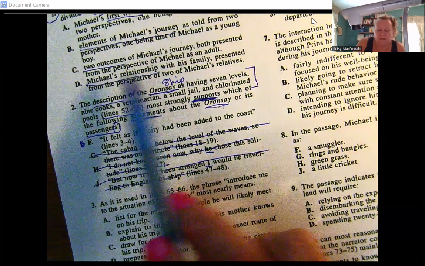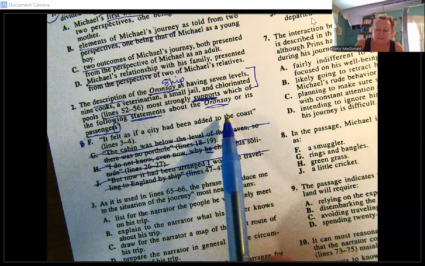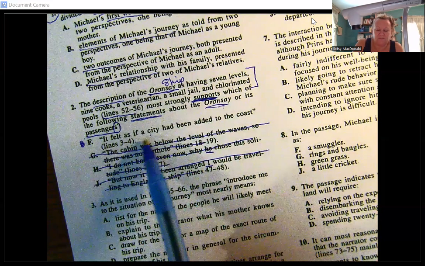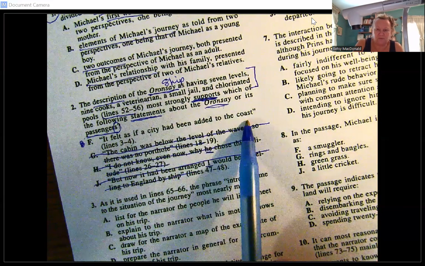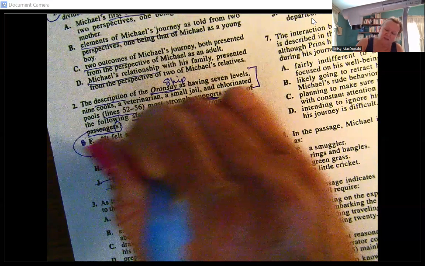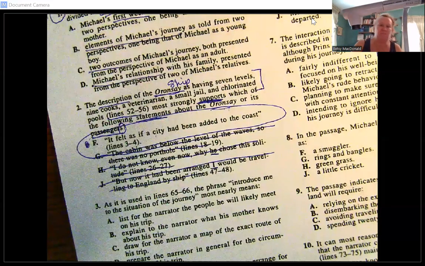If you're describing this ship, how would that statement relate to the ship and the passengers? It felt as if a city had been added to the coast. Yeah, everybody probably felt that in the 1950s, especially. So guess what? The others I know are wrong. This one is right. I want to circle it big, and I'm going to put my big old check.